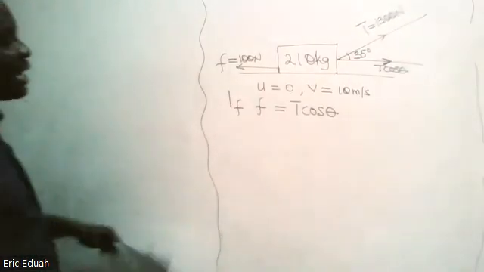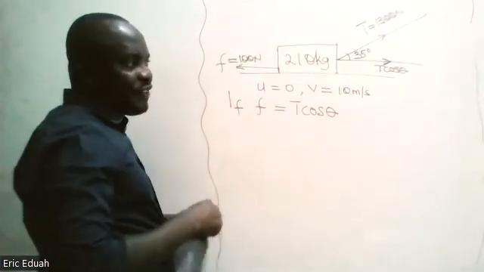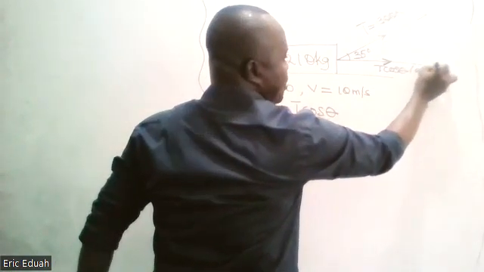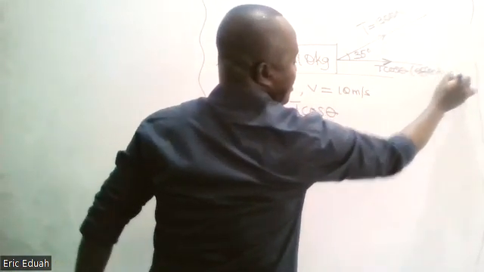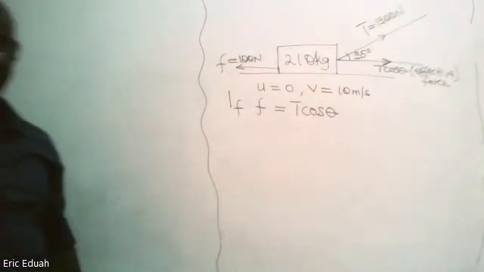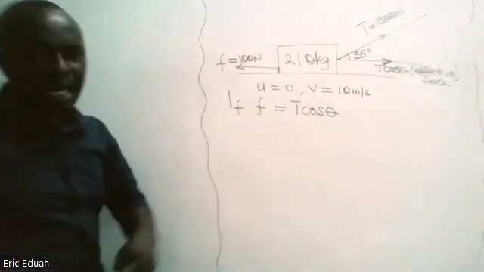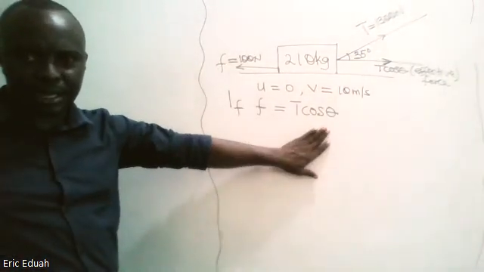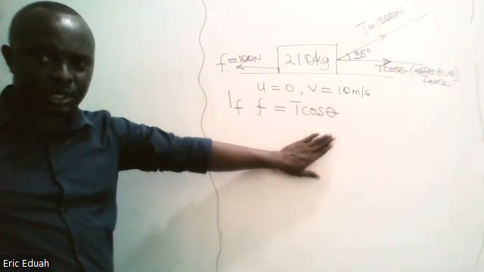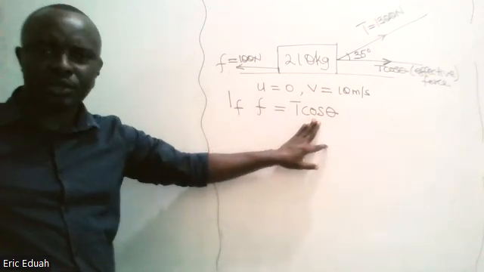So, you see, if friction F is equal to the effective force pulling the body, then what do you think will happen? If friction F is equal to T cos theta, what do you think would happen? Yes, let me take your views. If friction is equal to T cos theta, what do you think will happen?